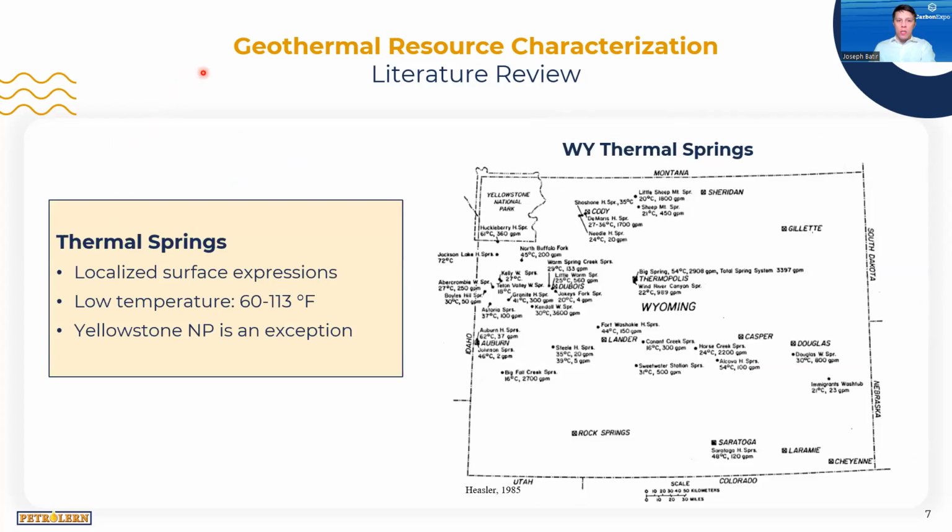One of the major studies was an examination of all the thermal springs within Wyoming. You can see that they kind of are all over. The thermal springs just kind of show up and they don't necessarily have one distinct pattern. These are localized surface expressions of heat coming to the surface. These are all lower temperature.